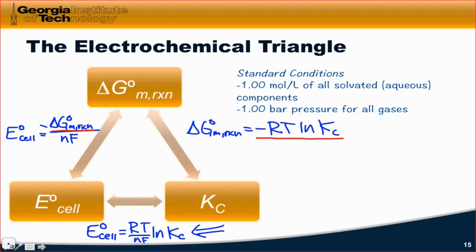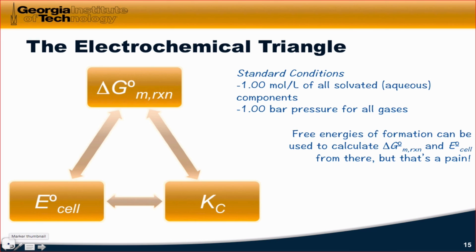So this electrochemical triangle, so to speak, is pretty powerful, but it's important to keep a few things in mind. First of all, standard conditions are defined as 1 mole per liter of all aqueous components and 1 bar of pressure for all gases. These particular relations apply only under those standard conditions. That's what the little circle means, although it's not too difficult to generalize these if we think about Q instead of Kc.